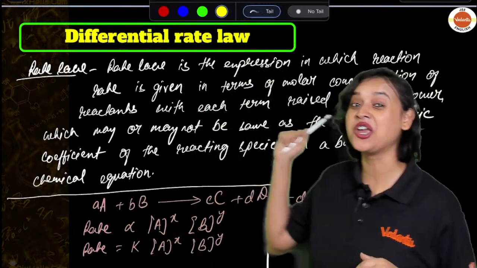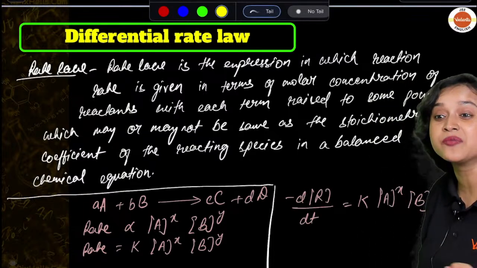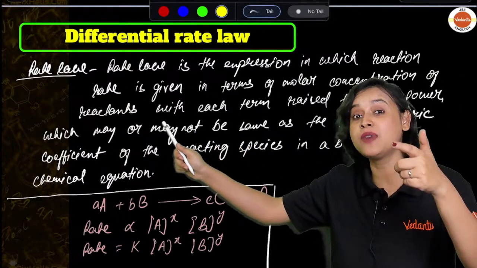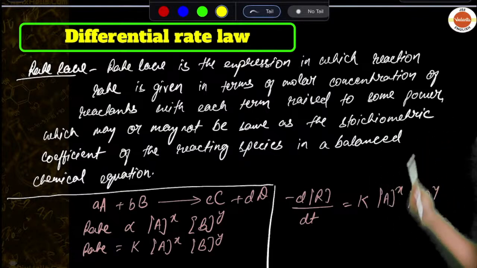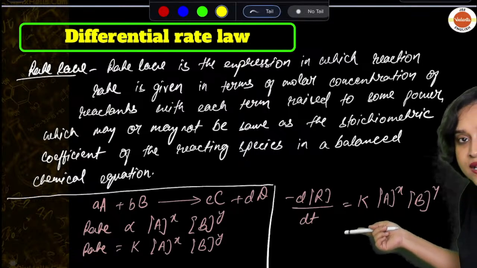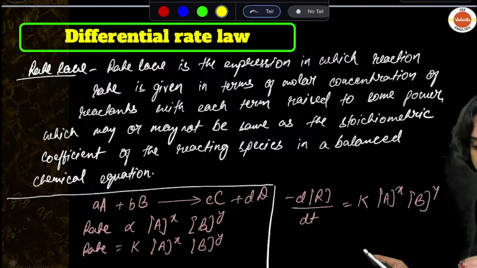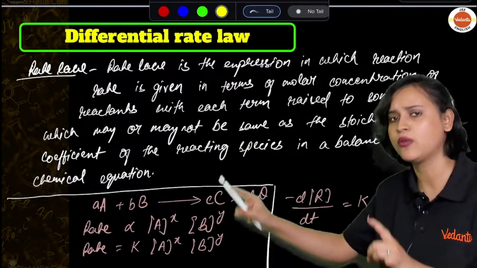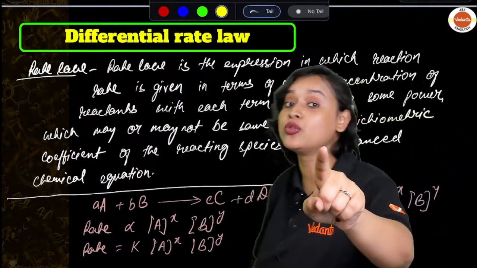Rate law is nothing but an expression in which the reaction rate is given in terms of molar concentration of the reactants, with each term raised to some power. Till now we were talking about just concentration. What is that power? That power is usually the stoichiometric coefficient, but sometimes it might not be equal to the stoichiometric coefficient.